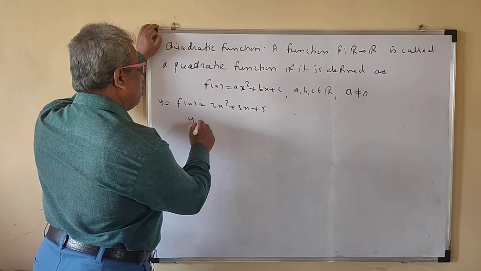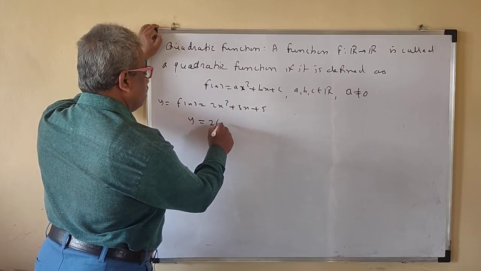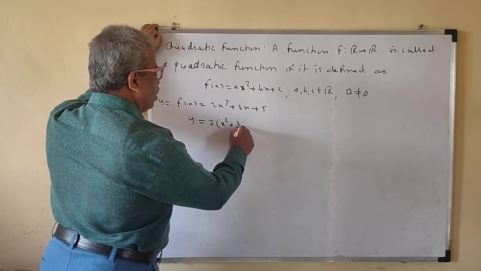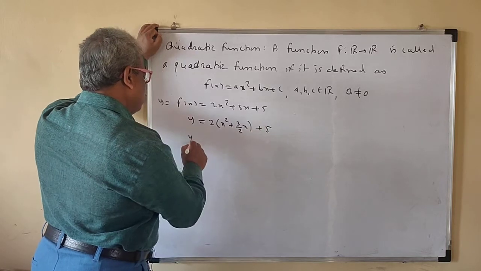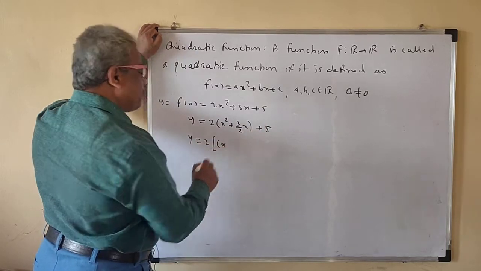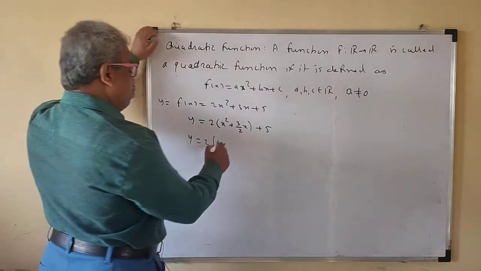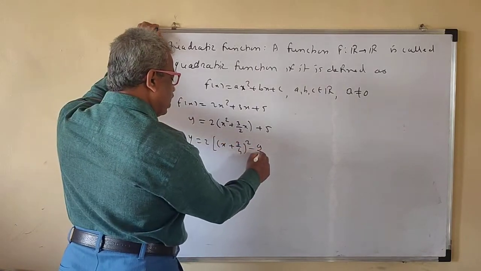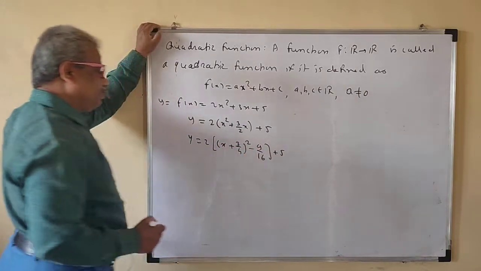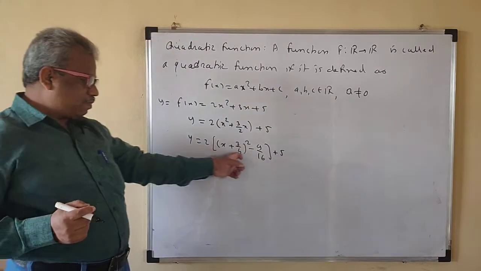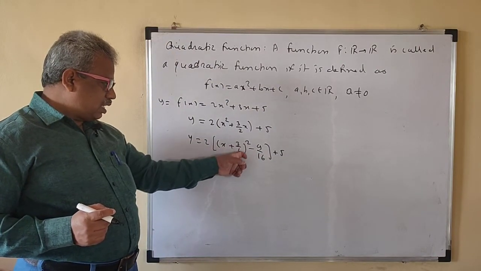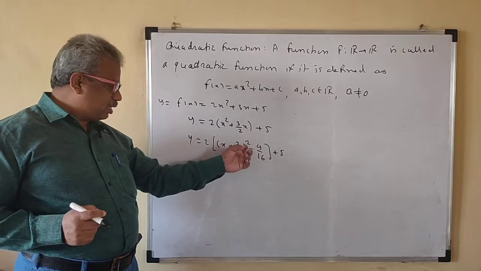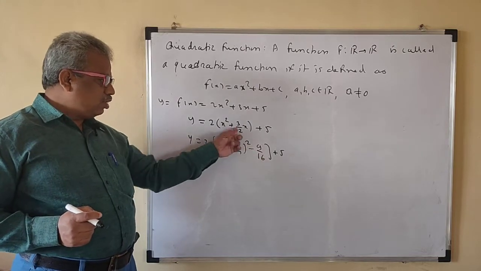So we'll do this: y is equal to, I will take these 2 common. So this is x square plus 3 by 2 x plus 5. Okay. So y is equal to, I will write this x square plus 3 by 2 x as a perfect square: x plus 3 by 4 bracket square, then minus 9 by 16, plus 5. Now see, if you expand this, what do we get? x square plus 3 by 2 x plus 9 by 16 minus 9 by 16 get cancelled. You get this one. Okay.